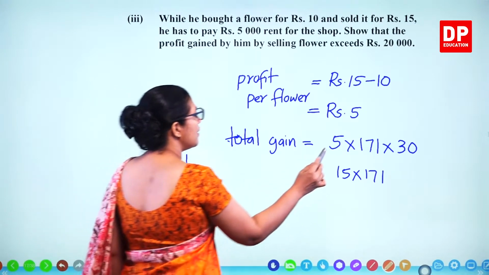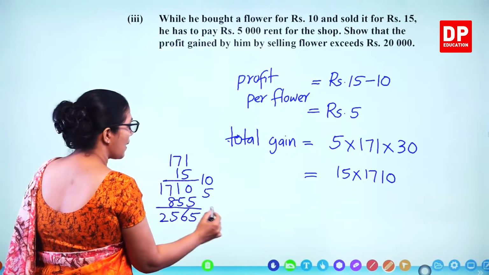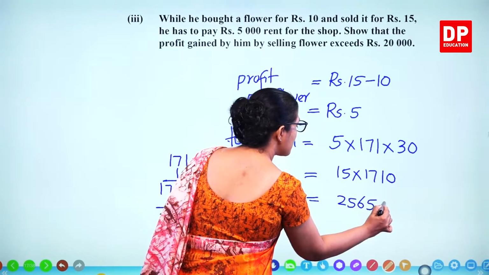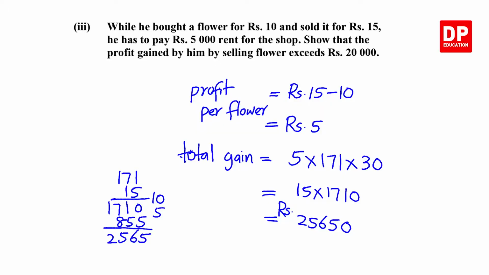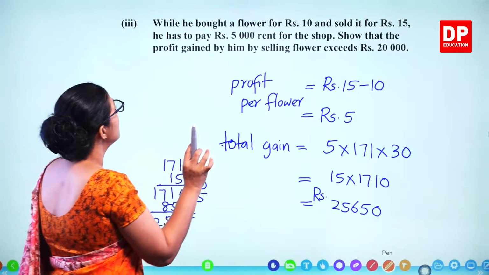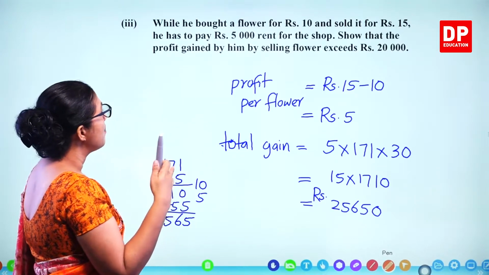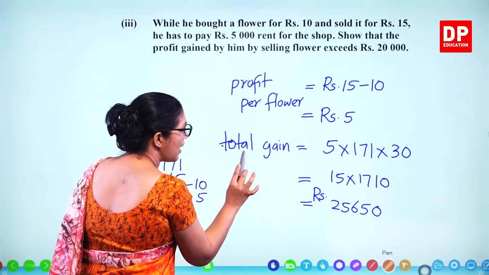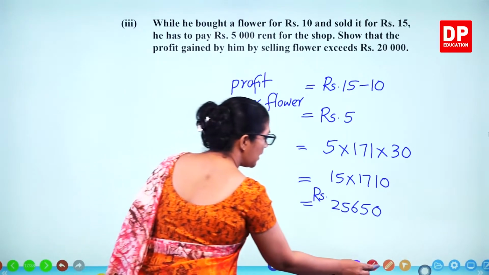And here we forgot about this 0, so you put 0 there. So 25650. So what's the total profit per month? 25,650. Now we have to find out the total gain. This is not gain, this is the amount he earned, but he has to pay the rent 5,000. So we'll write here not the gain, we'll write total income.